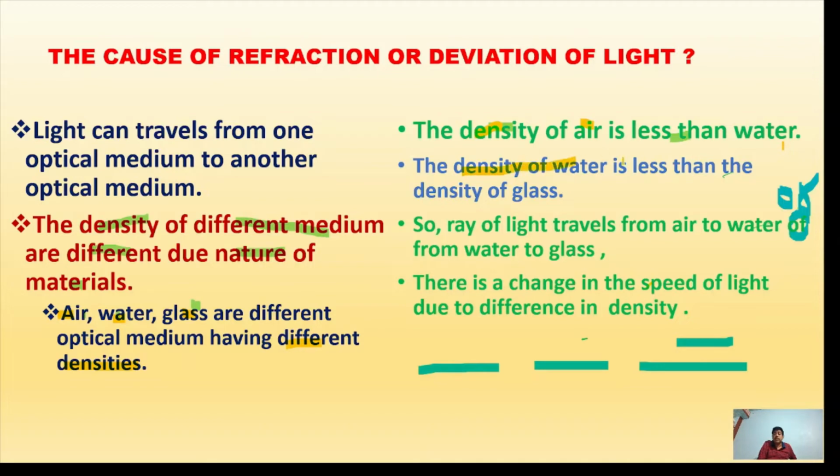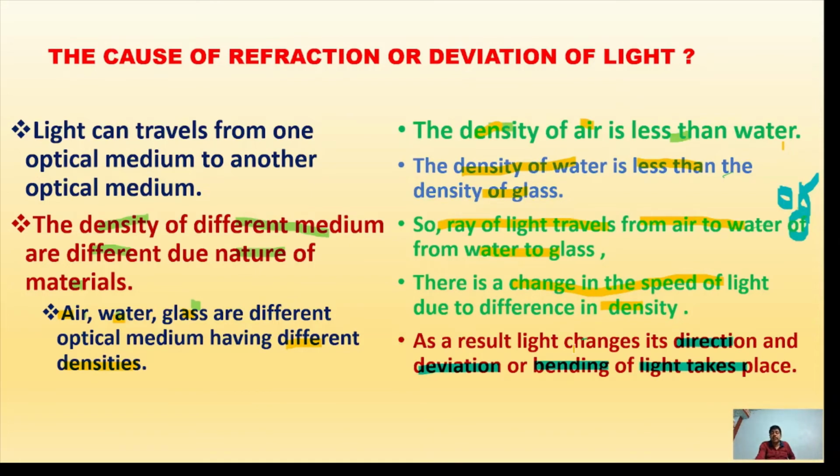Similarly, the density of water is less than the density of glass. So a ray of light can travel from air to water or from water to glass, because air and water are both optical media, and they allow the light to pass through them. When the light travels through different optical media, there is a change in the speed of light due to the difference in their density. Is it clear? As a result, light changes direction, and deviation or bending of light is expressed.